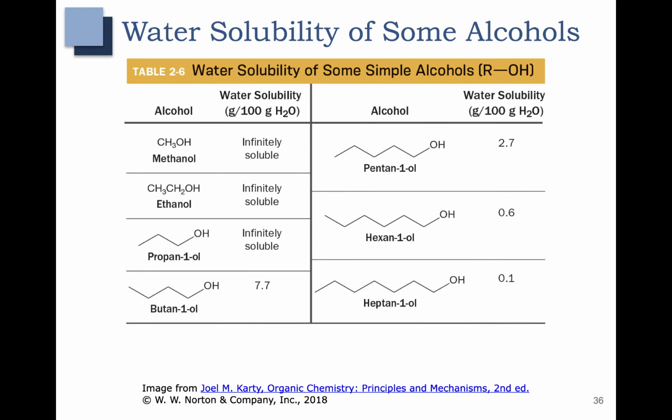This table in your book is great for understanding this concept. You can see that both methanol and ethanol are infinitely soluble in water. That means that it doesn't matter how much methanol or ethanol you add, you're always going to see one solution. You won't see any layers. Propanol also is infinitely soluble.